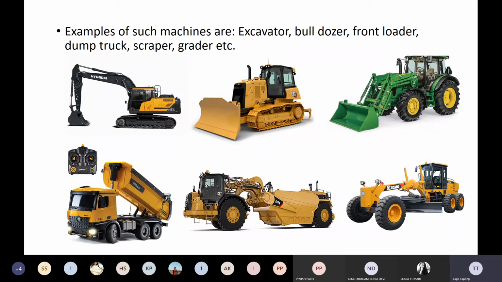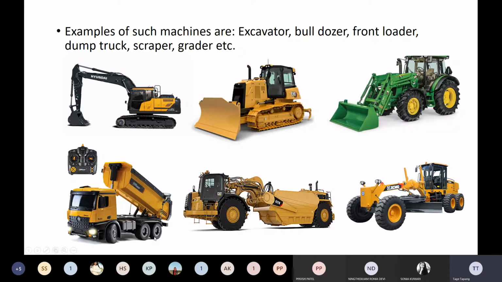People have the tendency of calling everything JCB. That is a wrong concept. JCB is a manufacturer, like Hyundai is a manufacturer, Kate is a manufacturer. This is manufactured by John Deere. This looks like our tractor, is not it? So this is front loader.